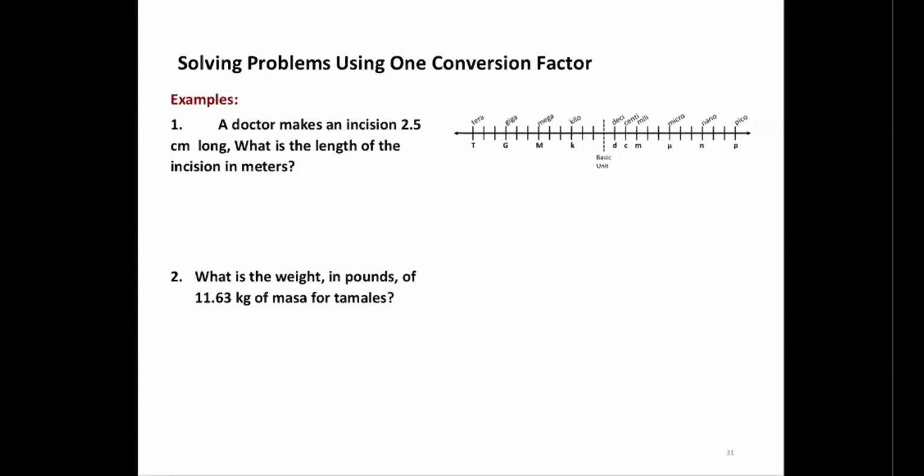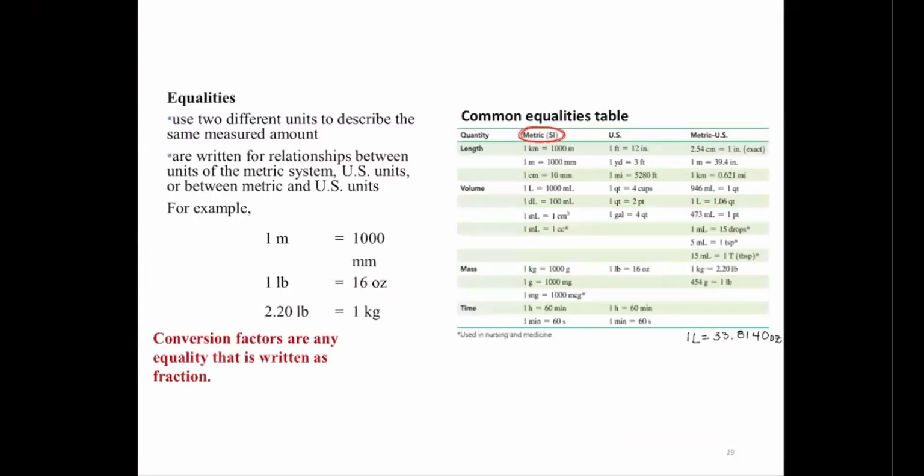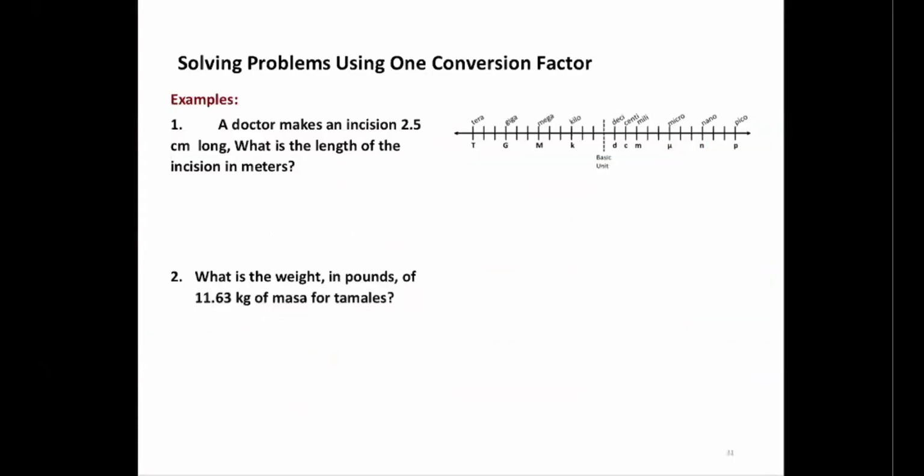When it's metric to metric, and when I have some things that are part of the equalities that I also see in this table, okay? So let's just deal with that, because I want to at least give you guys this. The following example reads, a doctor makes an incision that is 2.5 centimeters long. And we're just trying to find what is the incision in meters.